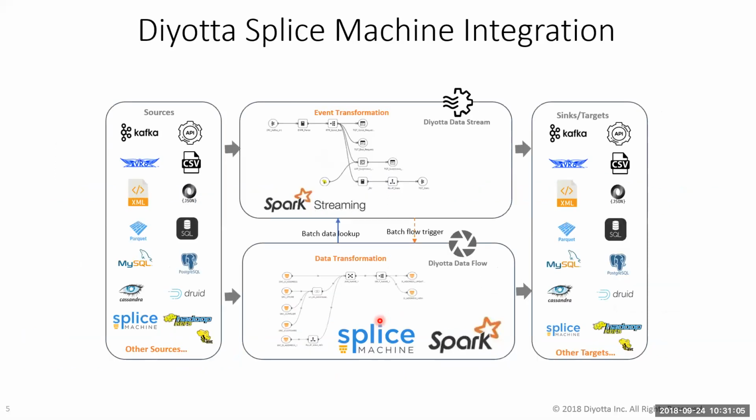When it comes to Splice Machine, Splice Machine brings a transactional nature on top of HBase, and it is also a very scale-out kind of solution, which is a perfect fit for Diyotta to exploit underneath on the platform. So Diyotta brings the solution where you can quickly build your ingestion and transformation pipelines using Splice Machine.